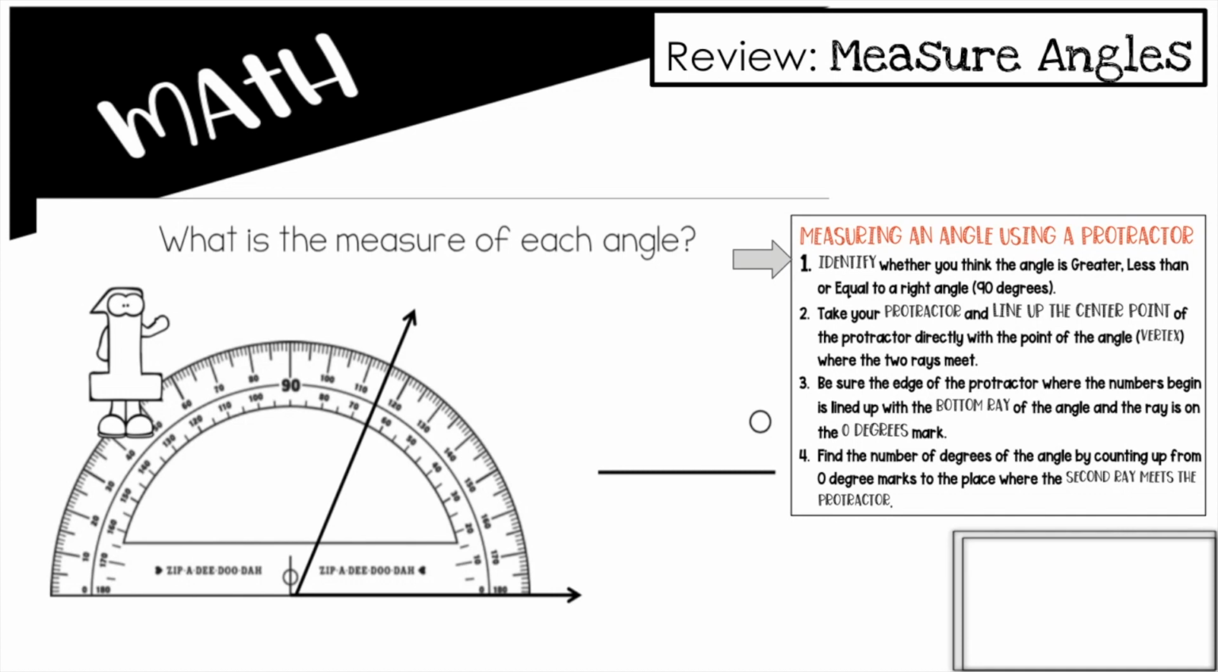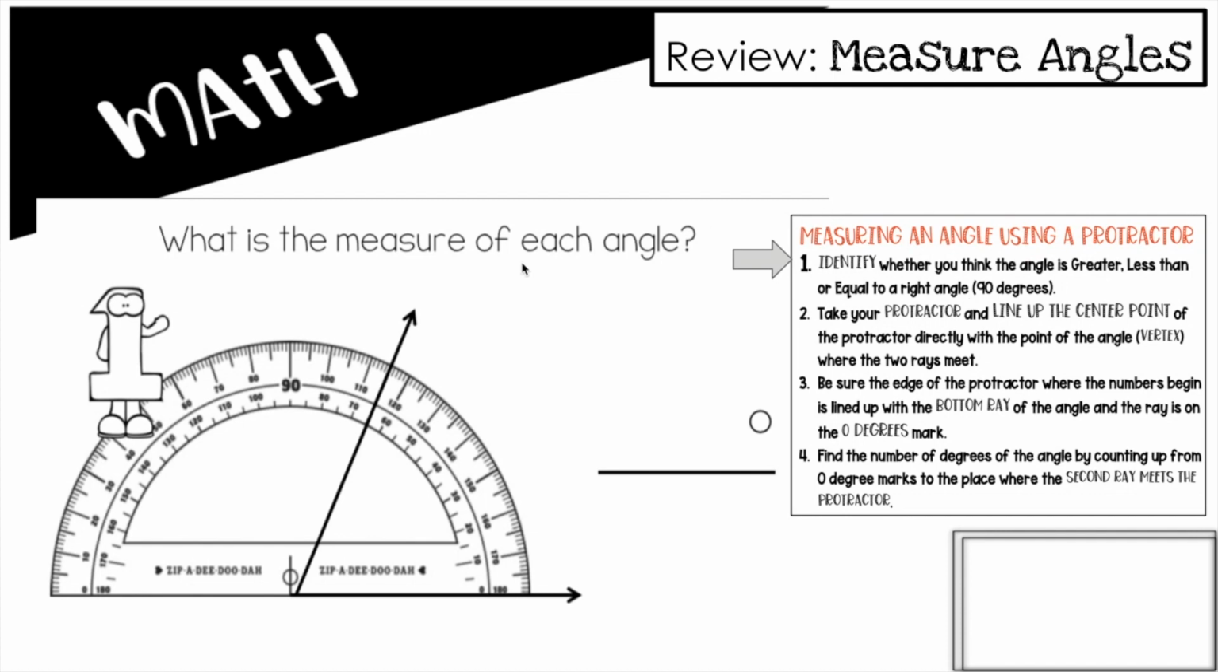So I broke down the process that we did in class to, as I told you before, reactivate your knowledge. So we're going to go step by step instead of just skipping straight to the protractor and writing down a degree. So that being said, our first step says, identify whether you think the angle is greater than, less than, or equal to a right angle. And it's telling you a right angle is 90 degrees. We went over that yesterday.